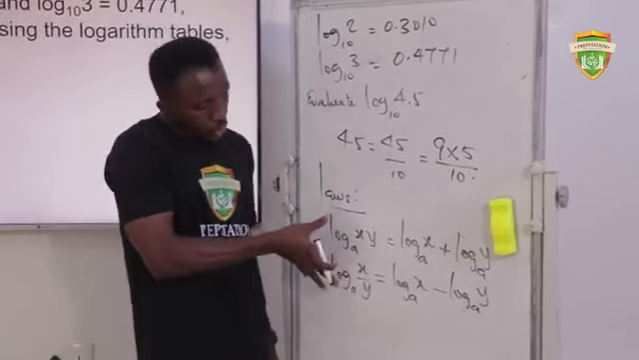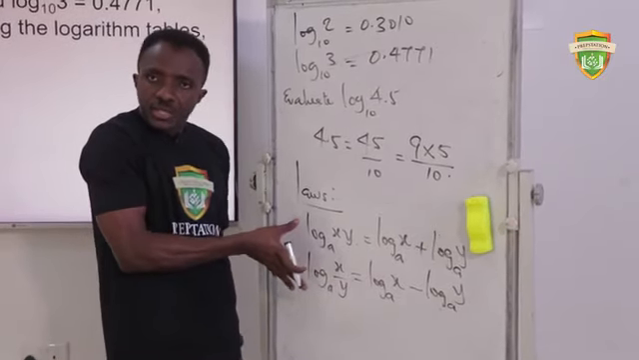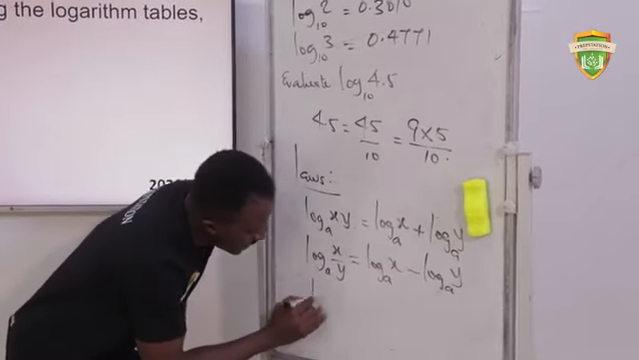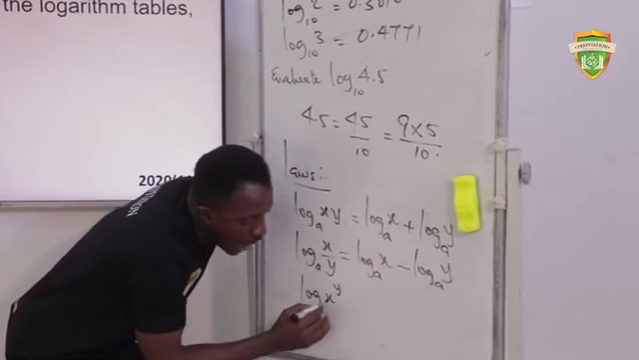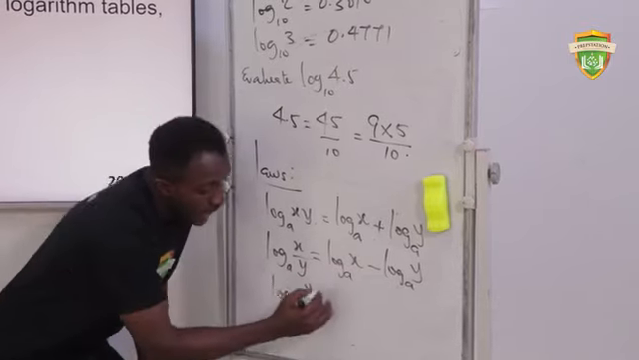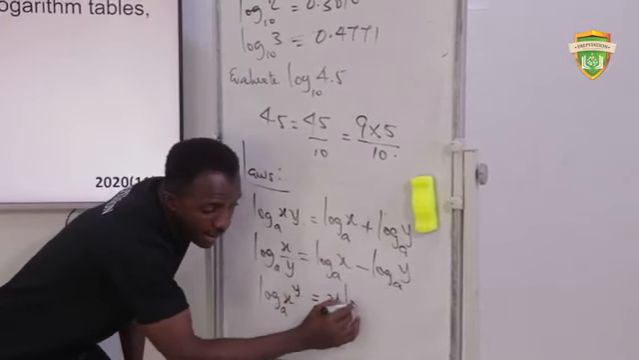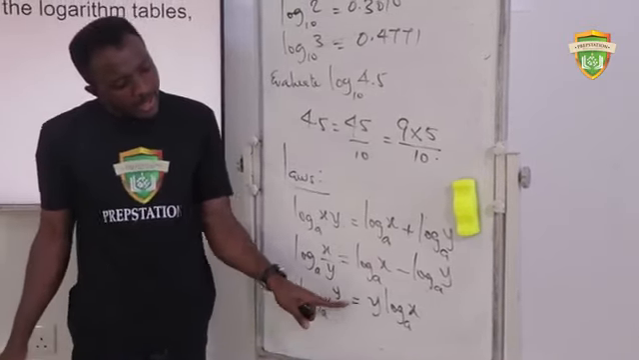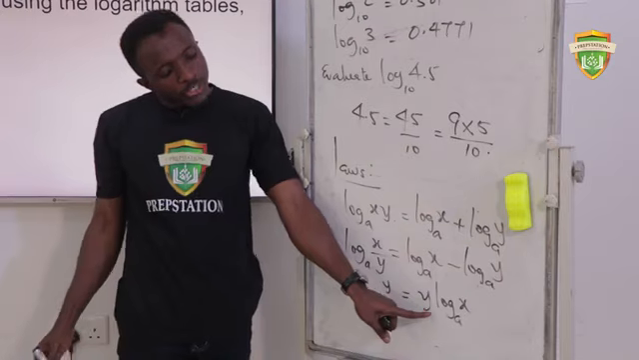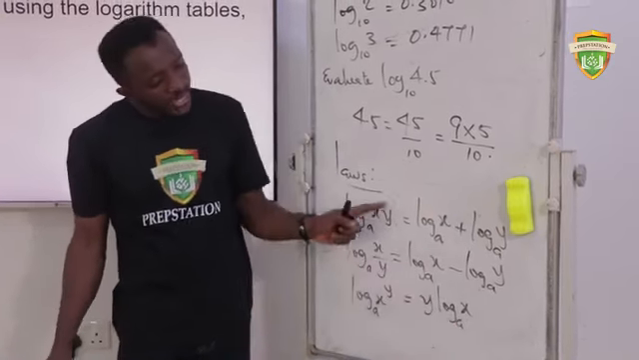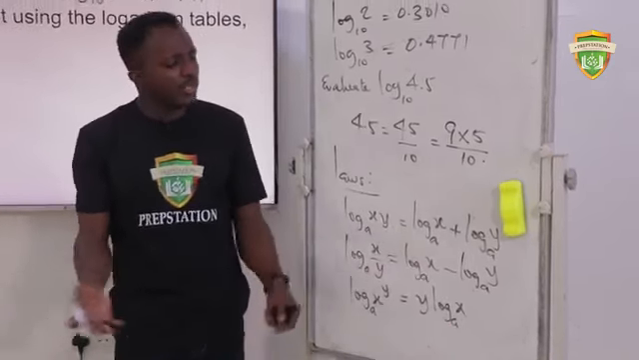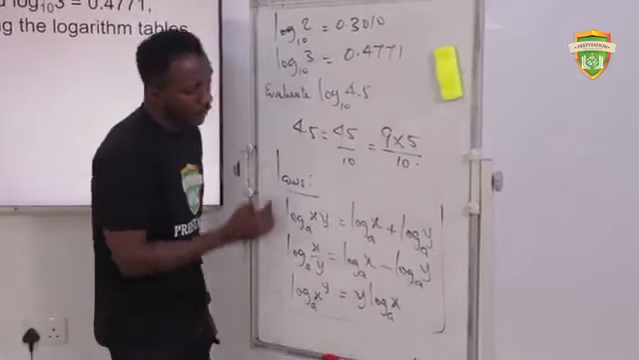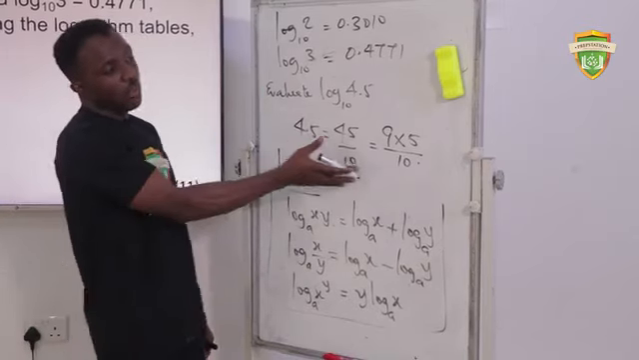Now I'm going to make use of these laws that I'm writing on the board. The next one, which is also very important, is log x raised to power y to base a equals y log x base a. What happens? The power here has gone back to multiply the log. So take note of these three. There are 2 or 3 other laws, but I'm going to stop here because I'm going to make use of these laws to solve my question.